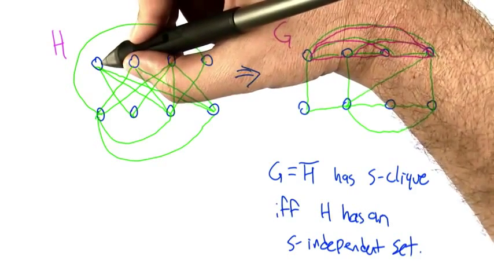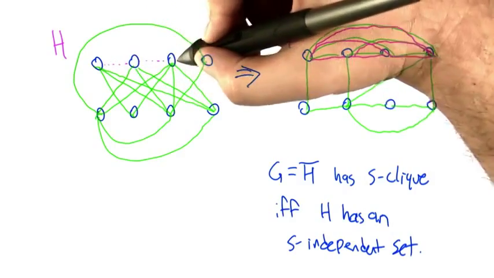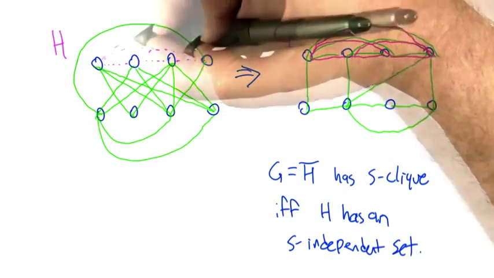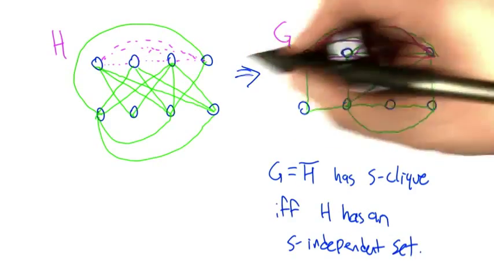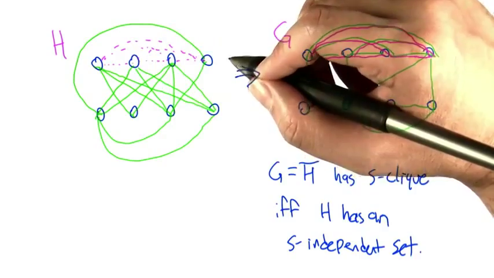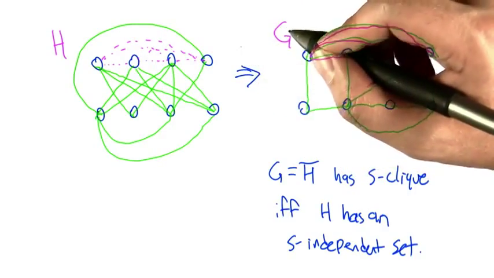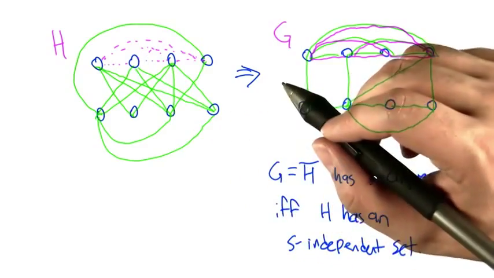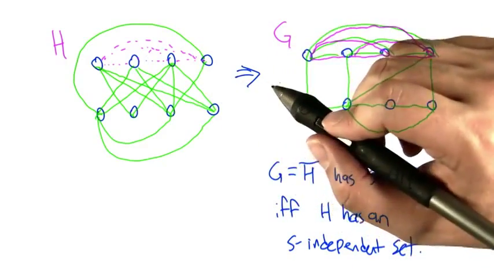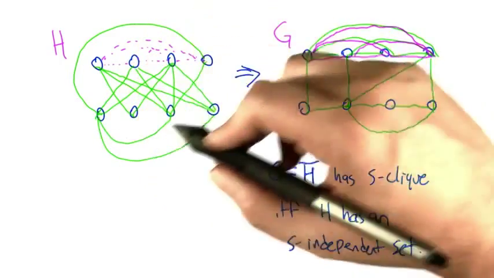And if we look, that corresponds exactly to a 4-independent set in H, right? Because if it has all the pairwise edges in G, then it has to fail to have all those pairwise edges in H. So that's how we can use a solution to the clique problem to solve the independent set problem.